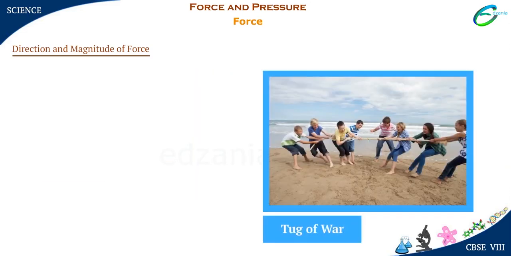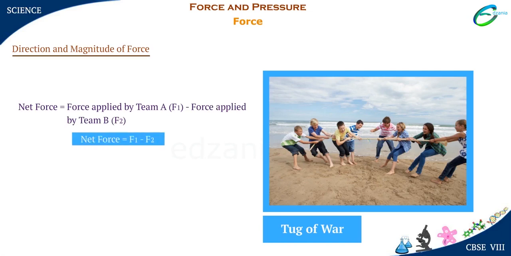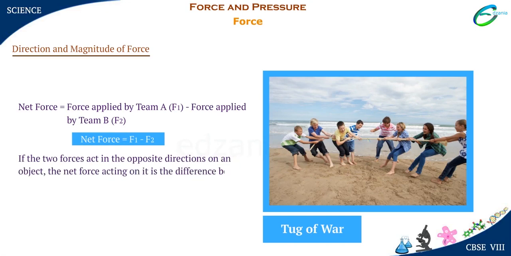In the second case, two teams are playing tug of war. They are pulling a rope in opposite directions. The net force will be the force applied by team A minus the force applied by team B. If the two forces act in opposite directions on an object, the net force acting on it is the difference between the two forces.